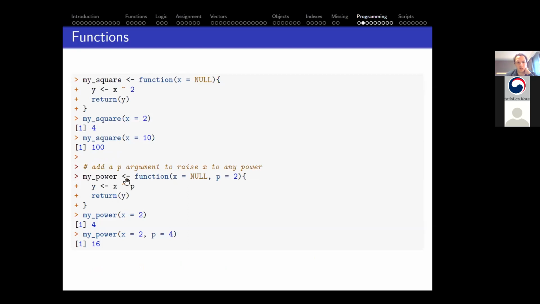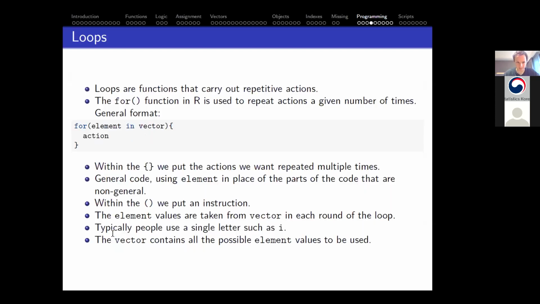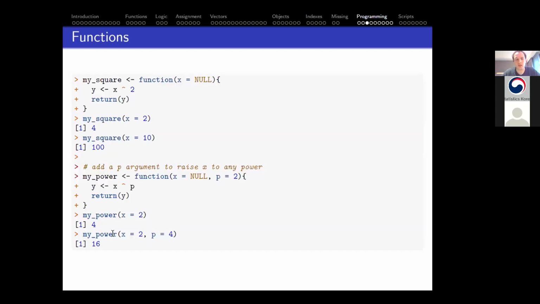And here we wrote a more general function called myPower, where we can again give it any value of x and any value of p, but the default value for p here is 2. For x, there's no default value. And then we can use it to return the calculation. So that was a basic function.